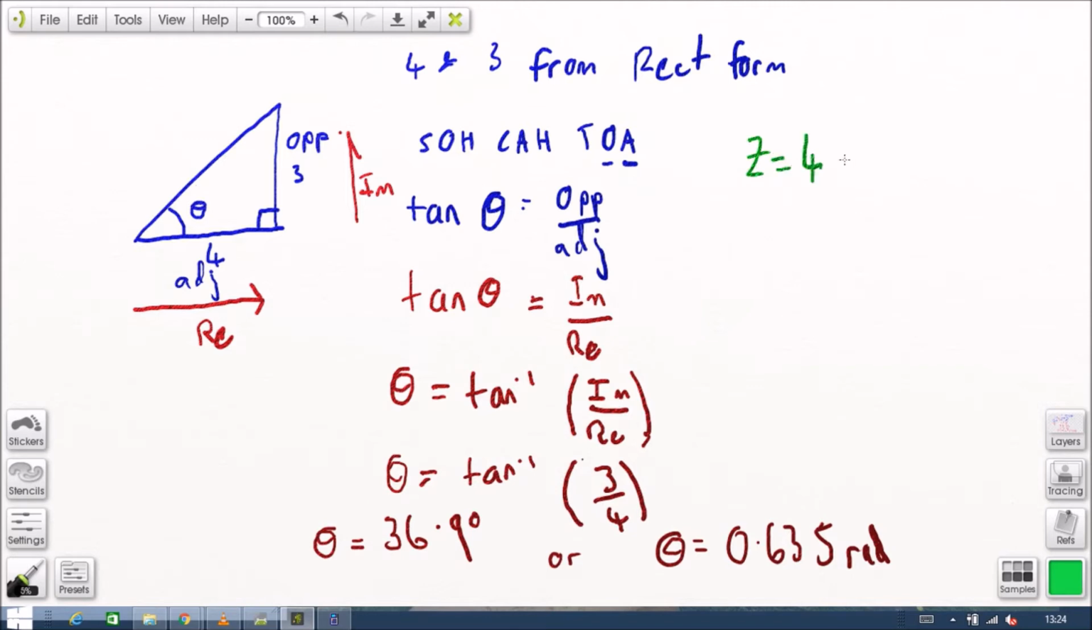So we can write z equals 4 plus 3i in rectangular coordinates, or we could write it as z equals 5 cis 0.635 radians.